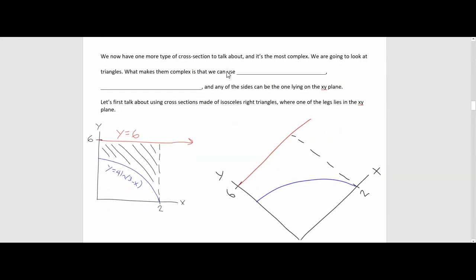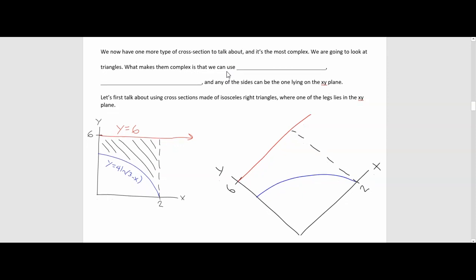So let's jump down to the page where we first start talking about triangles. We now have one more type of cross-section to talk about, and it's the most complex. We are going to look at triangles. What makes them complex is that we can use isosceles triangles, equilateral triangles, and any of the sides can be the one lying in the xy plane.